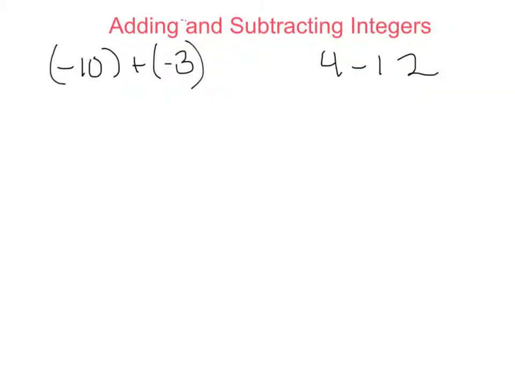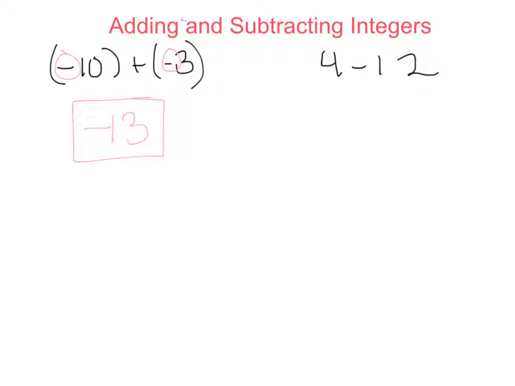Okay, on the first example we have negative 10 plus negative 3. And those are the same sign. Both of them have a negative sign. So that means we add, keep the same sign. 10 plus 3 is 13. They're both negative, so we keep a negative in our answer.